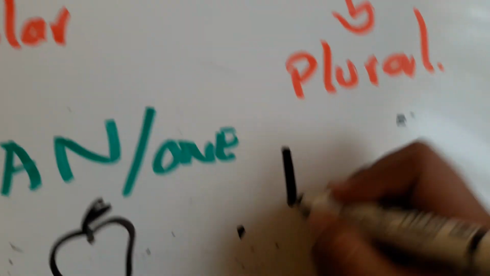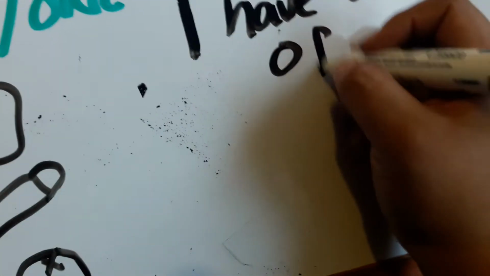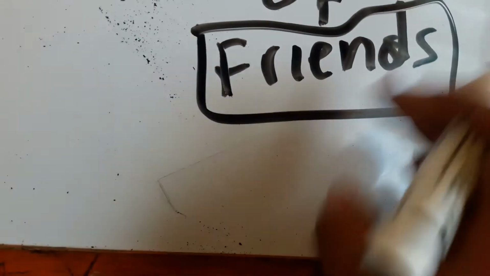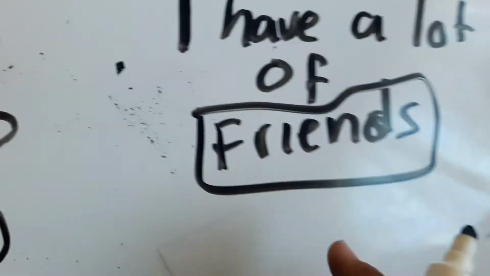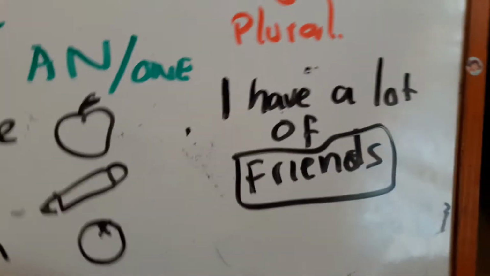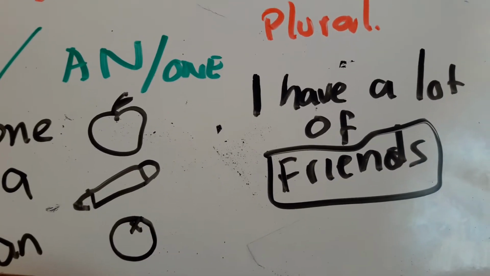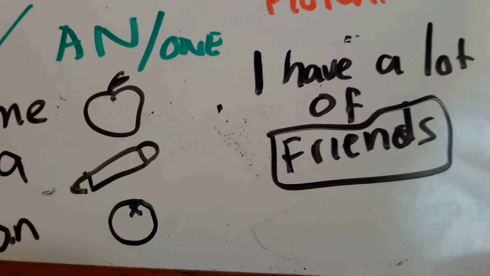Dice, I have a lot of friends. Okay? This friends is my noun. Este friends es mi sustantivo, entonces yo voy a ocupar el of. Si por ejemplo les preguntan, have you got a lot of friends? ¿Tienen demasiados amigos?